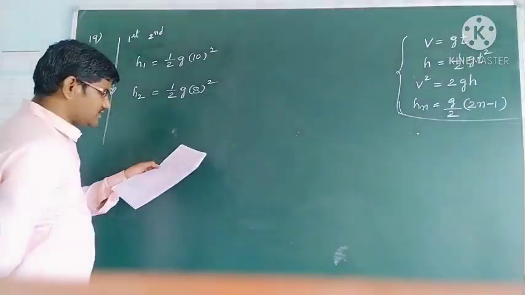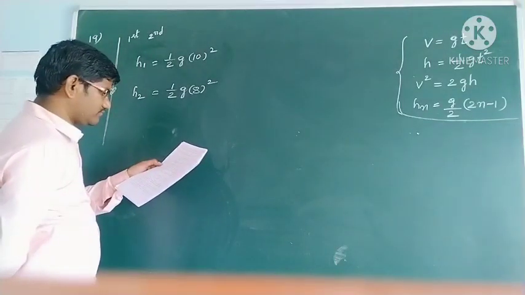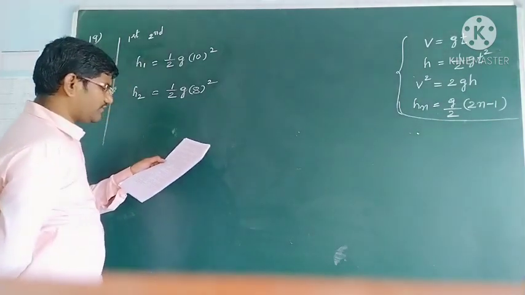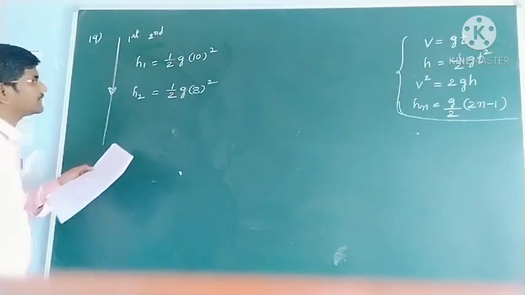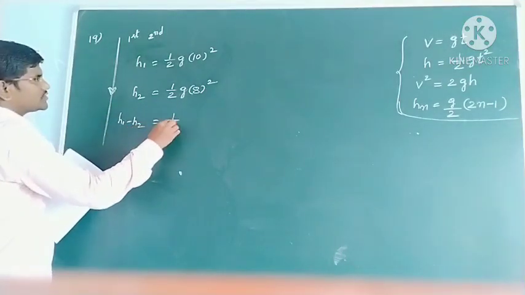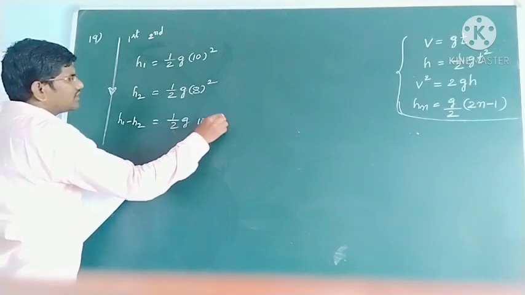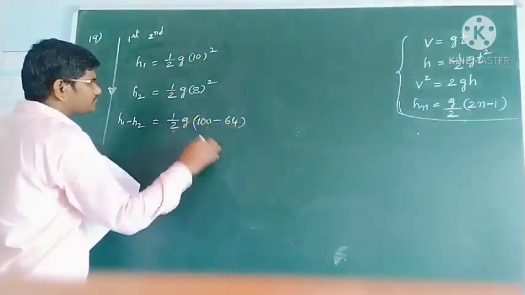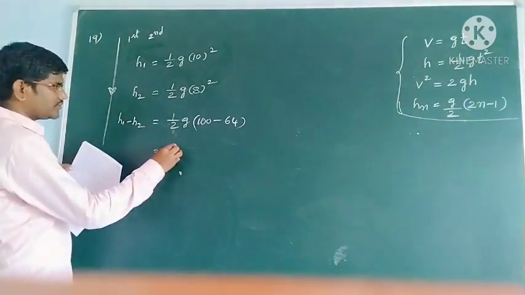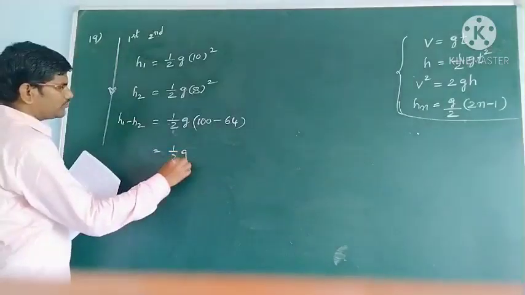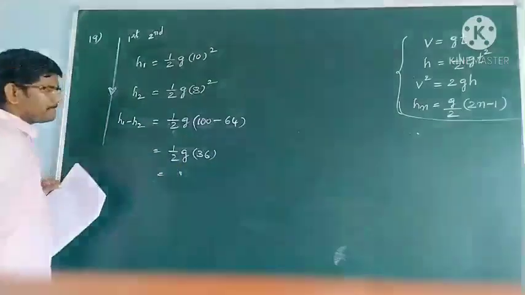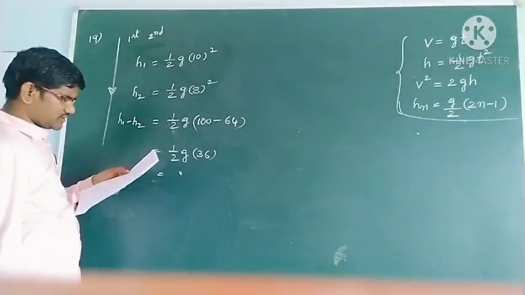So after 10 seconds of free fall, the distance of separation between them they are asking. So distance of separation between them is h1 minus h2, so half g into 100 minus 64. So we will get half g into 36. So 1 by 2 into g into 100 minus 64, 36. 180 meters will become wrong.